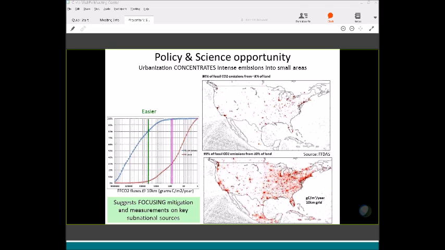The other reason why we focus on cities is the most rapid change in fossil fuel CO2 emissions is happening in cities, both in terms of growth and stabilization. These are two cities in China, Beijing and Tianjin, megacities, and look at that stupendous growth in emissions over the last decade or so, and that's only going to continue.